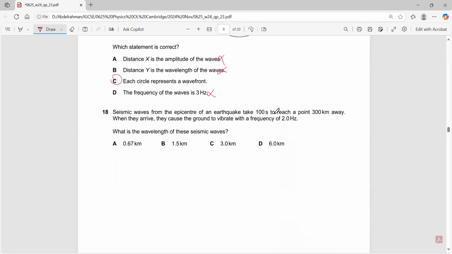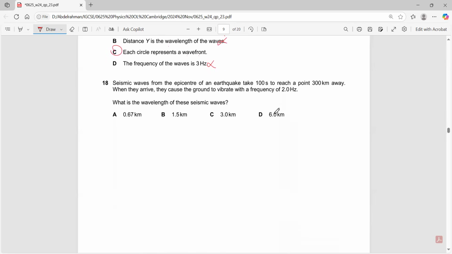Seismic waves from the epicenter take 100 seconds to reach a point 300 kilometers away. When they arrive, they cause the ground to vibrate at the frequency of 2 hertz. What is the wavelength? Can I find the wavelength? Yes, first of all, I need to find the speed. Speed equals distance over time. Distance is 300 kilometers and the time is 100 seconds. So the speed is 3 kilometers per second.